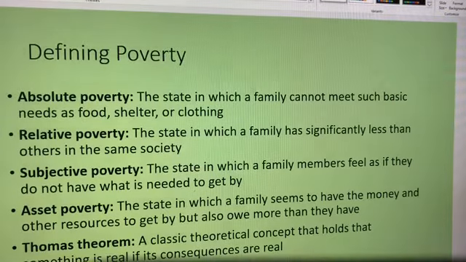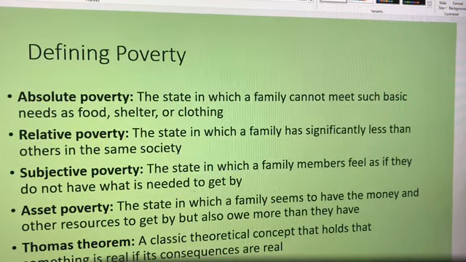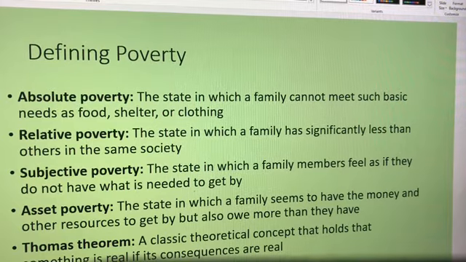So as we define poverty and think about what poverty looks like, absolute poverty means you can't meet your basic needs. Relative poverty means that you have fewer resources than others in the same society. And subjective poverty is a state in which a family feels like they don't have enough to get by. But what happens and what you're able to do in society has everything to do with where you fall.